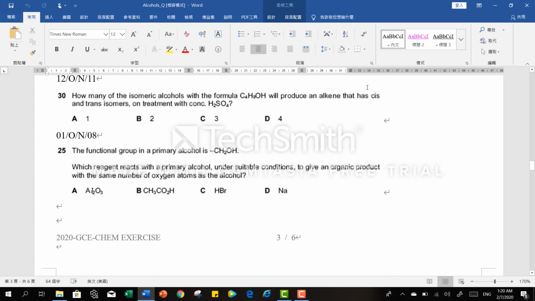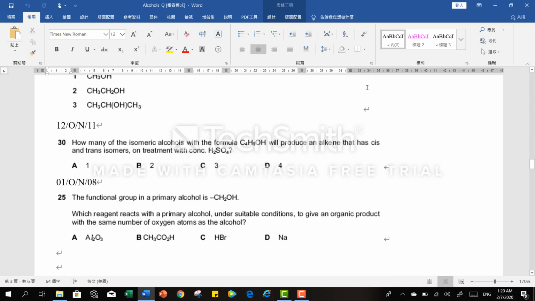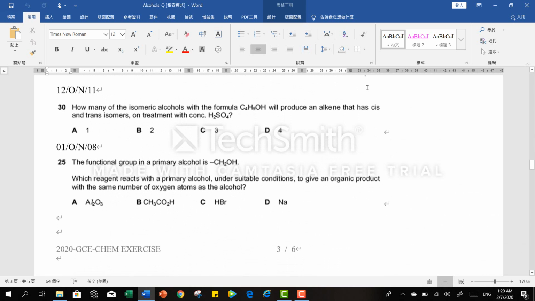Okay, let us continue with this worksheet. I don't want to spend so much time on this worksheet, so we will finish checking all the answers right now. 好，那we just finished the previous question, and then we go to this one.